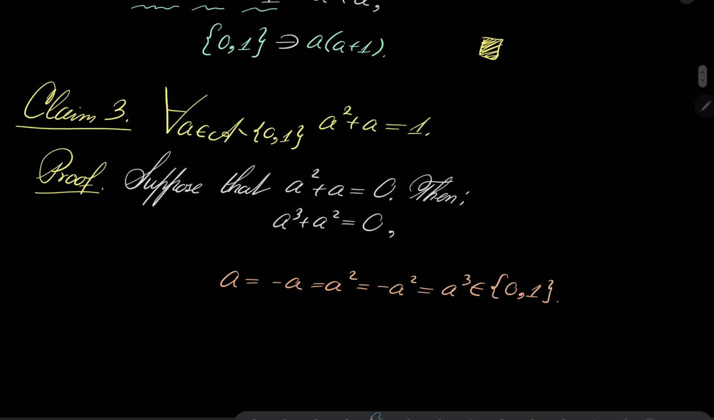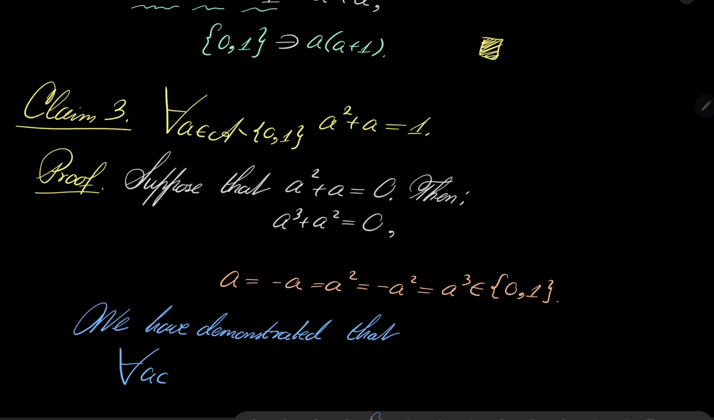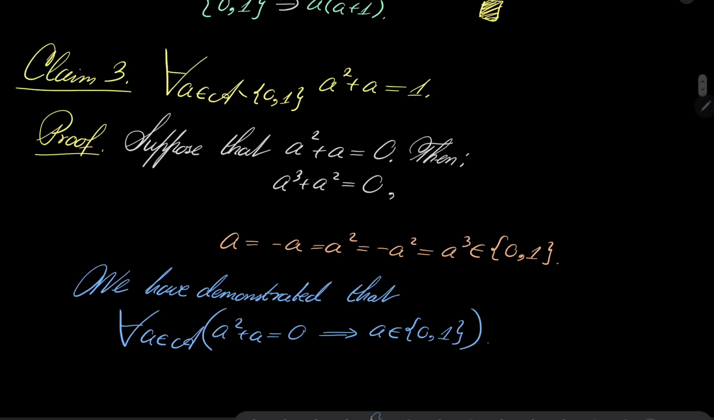So by the law of contraposition, we have demonstrated that for every element A of our ring, if A squared plus A equals 0, this implies that A is 0 or 1, which is equivalent to our claim. It is exactly equivalent.